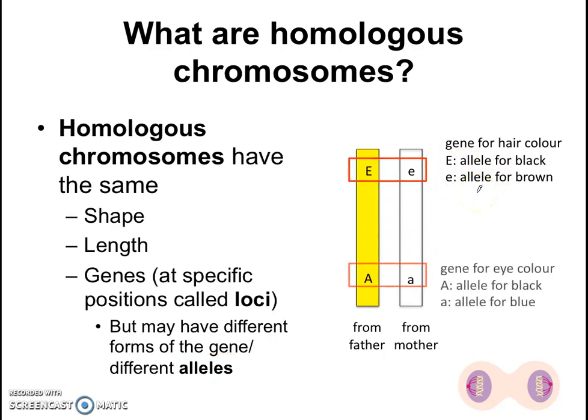So here's a second example. At this locus here, so this is another locus, you might find a different gene, the gene for eye color. But your dad might have given you the version for black eyes, and your mom might have given you the version for blue eyes. Now sometimes the versions from your father and mother are exactly the same. So you might also find the same allele, right, but not always.